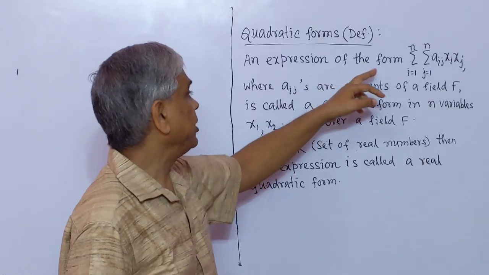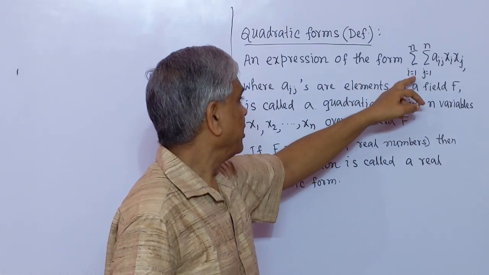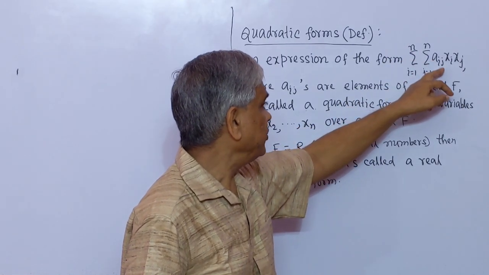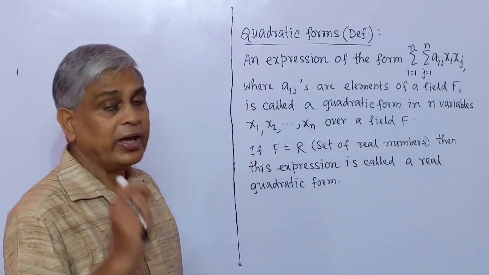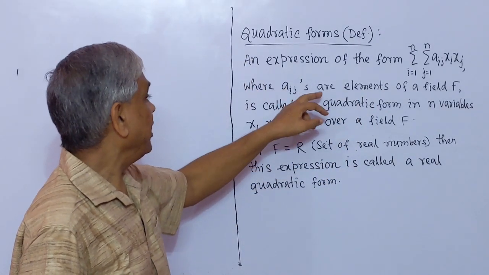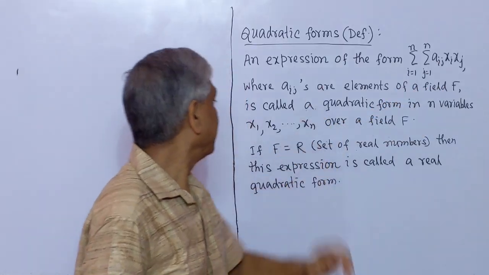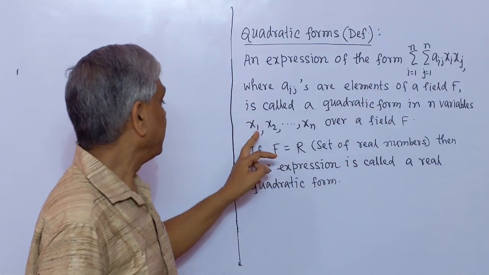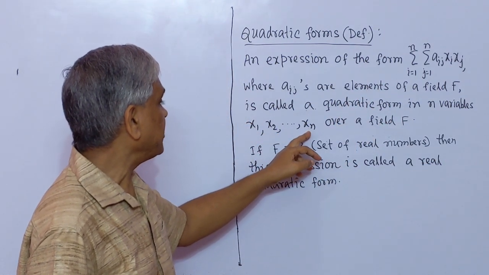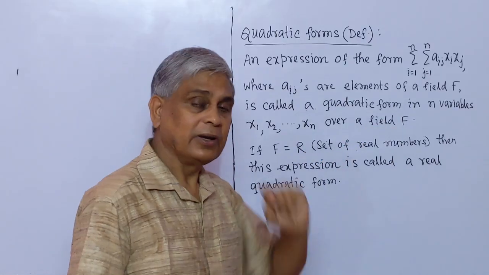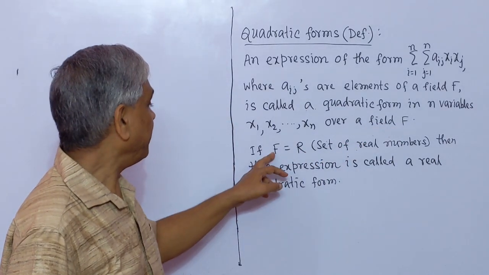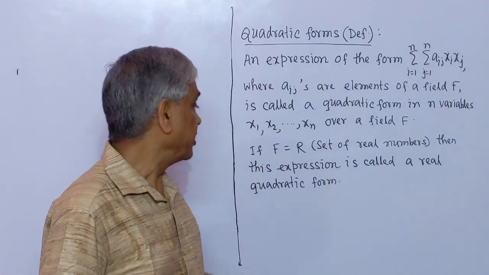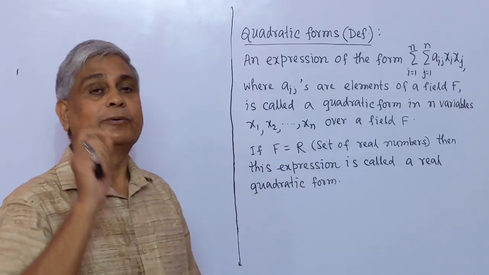An expression of the form sigma i equal to 1 to n, sigma j equal to 1 to n, aij xi xj, where aij's are elements of a field F, is called a quadratic form in n variables x1, x2, dot dot dot, xn over a field F. If this field F equal to R, set of real numbers, then this expression is called a real quadratic form.